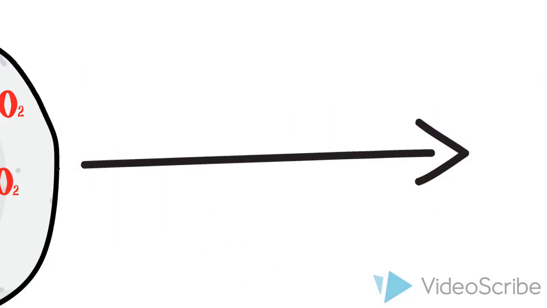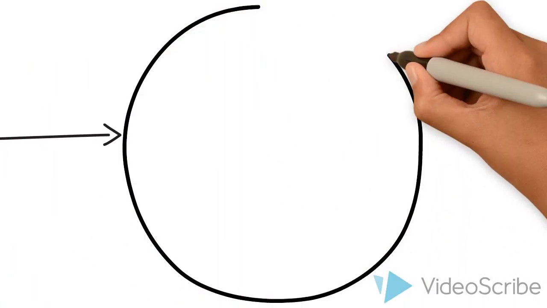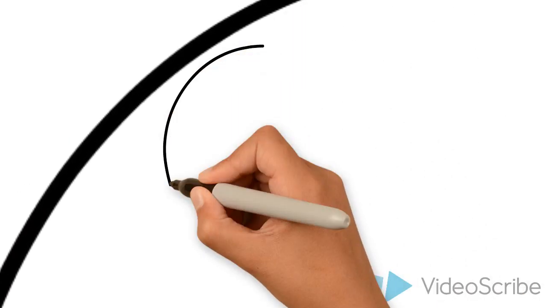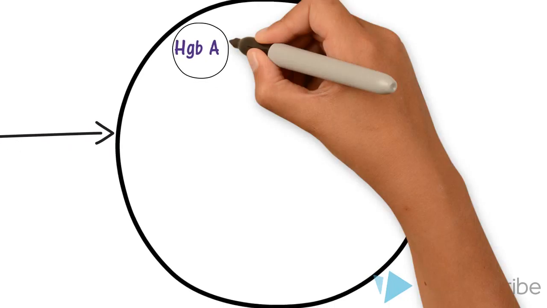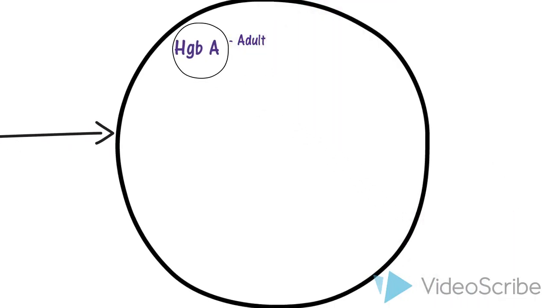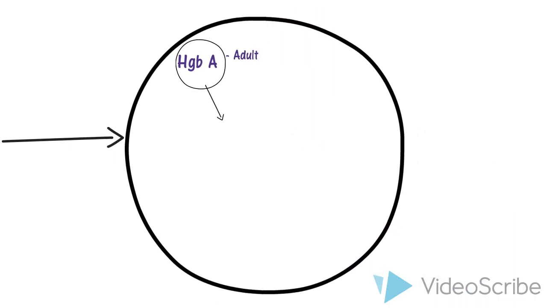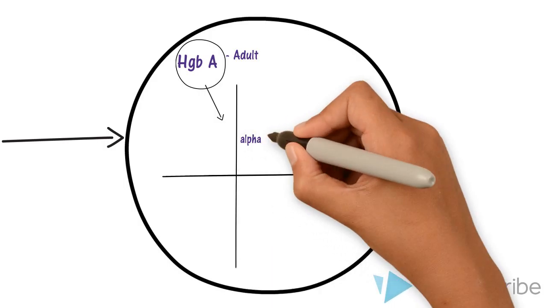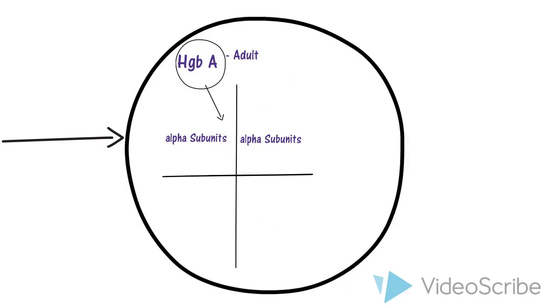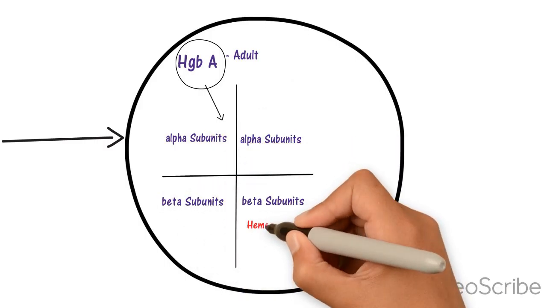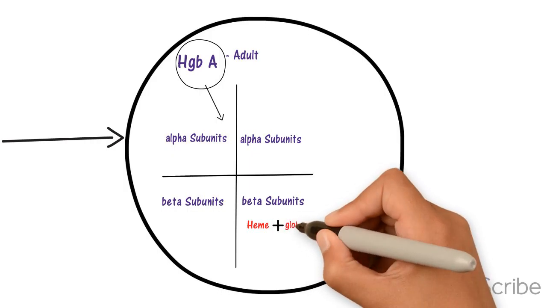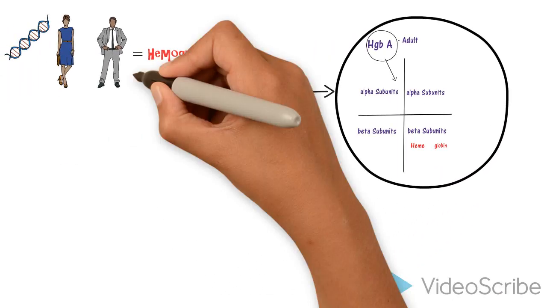And if we were to take a look inside a red blood cell of a healthy adult, we would find thousands of oxygen-carrying molecules called hemoglobin A. Think A for adult. If we were to look into a single one of these hemoglobins, we would see 4 subunits, 2 alpha and 2 beta subunits. The beta subunit is made up of a heme group and a protein called globin, hence the word hemoglobin.